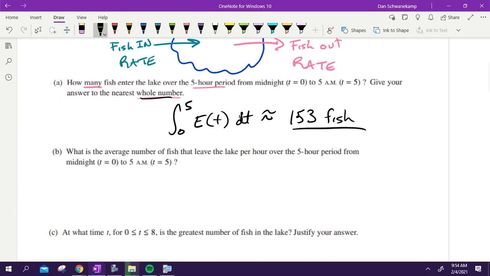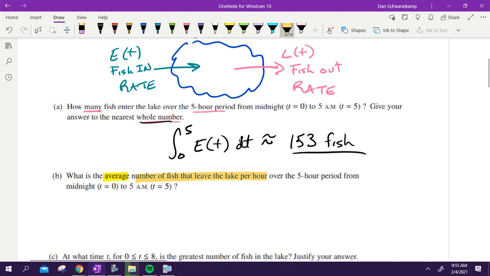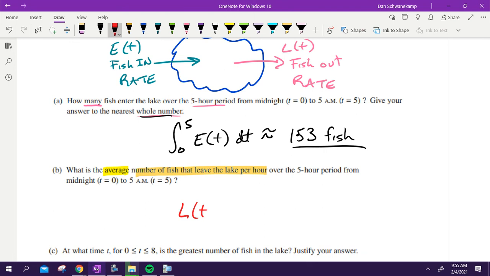Not too bad. What is the average number of fish that leave the lake over the 5-hour period from midnight to 5 a.m.? So I want to know the average number of fish that leave per hour. The average fish per hour that leave. So obviously, which equation am I dealing with? E of t or L of t? L of t, because I want to talk about them leaving. So it's L of t. I want to know the average rate they leave. L of t is the rate that they leave. I want to know the average rate.